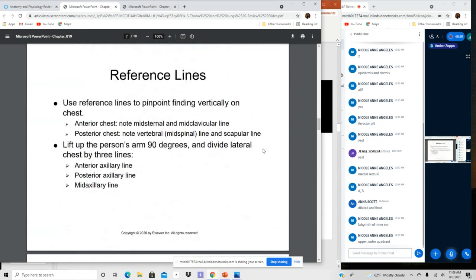And the reference lines, you can use these reference lines that we discussed to pinpoint a finding vertically on the chest. For the anterior chest, it's important to note the mid-sternal and the mid-clavicular line. And on the posterior chest, you can use the vertebral or mid-spinal line and the scapular line as reference lines when you're referring to something. If you lift up the person's arm by 90 degrees and divide the chest laterally by 3 lines, you'll have the anterior axillary line, the posterior axillary line, and the mid-axillary line.